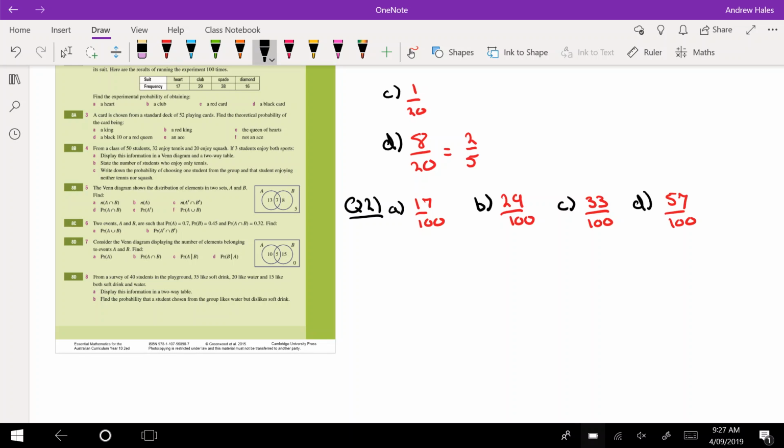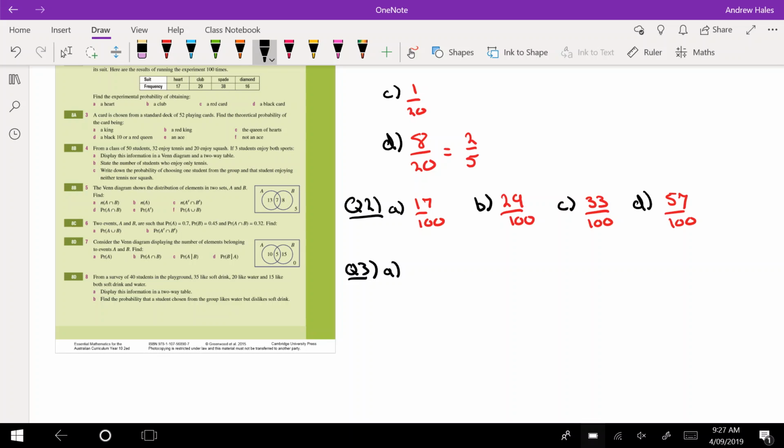Easy enough. Question 3. Now this is where we're trying to find the theoretical probability. So it's not based off an experiment, it's just based off of the odds and the fractions of the cards that we have in the deck.